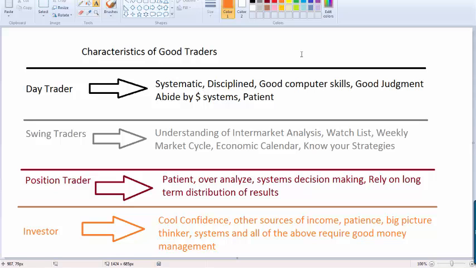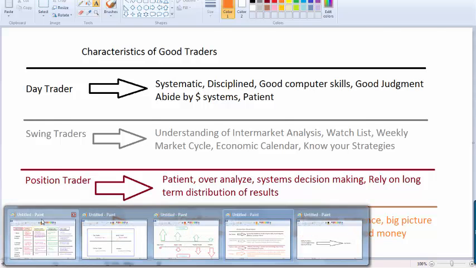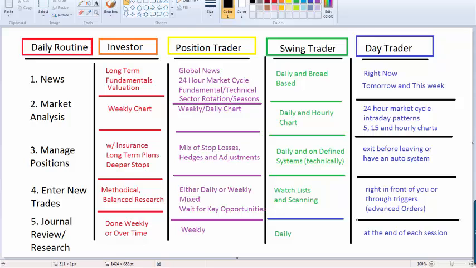Okay? Do you want to be a day trader? Let's kind of review all of these different areas. Very good conversation here. Do you want to be a day trader that's right now, based on tomorrow, this week, looking at the 5, 15, and hourly charts where you exit before leaving or having an auto system, where you put your trades on right in front of you through triggers and advanced orders? Okay? Do you want to be at the end of the session? If you're a swing trader, do you want to do it daily and on broad-based news, on the daily and hourly chart, based on defined systems with watch lists and scanning?